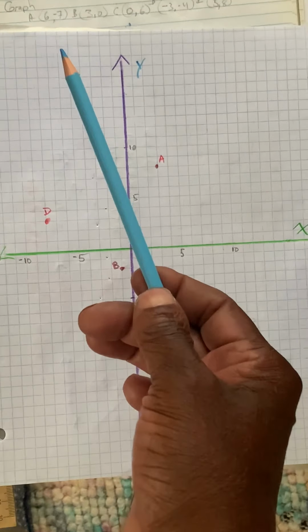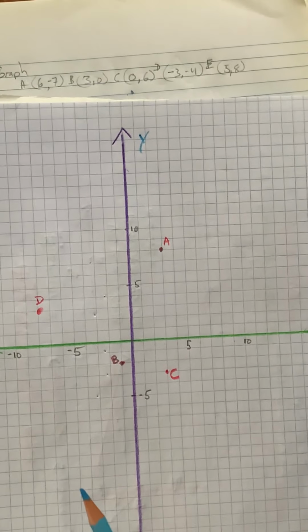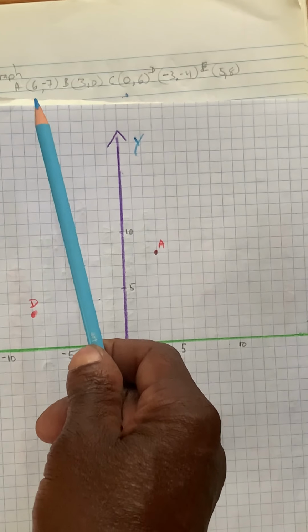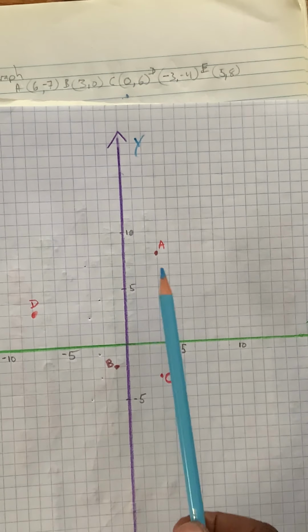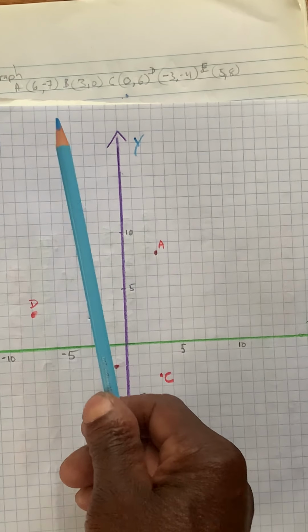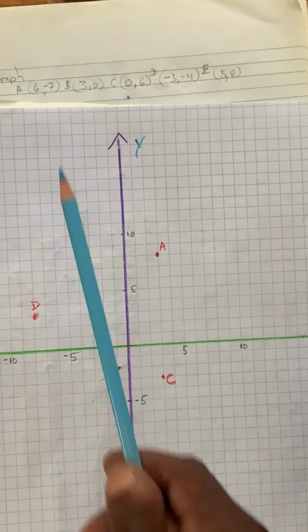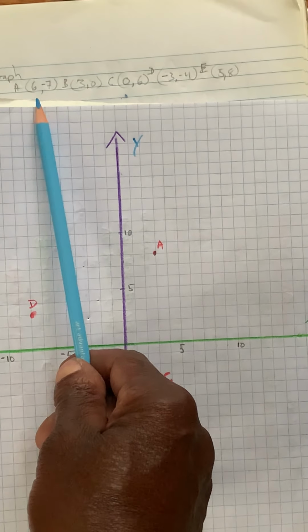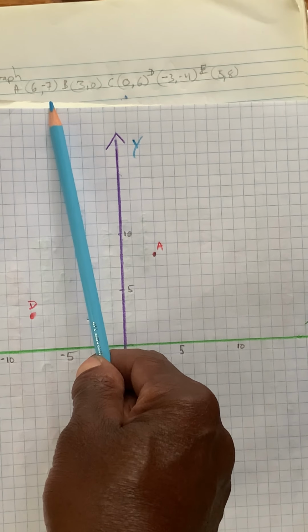Up here you can barely see it. Okay, so I have some points here. Got this point called A. I should have used different letters for these ones because now I'm going to confuse myself. But A is at 6, -7. So what does that mean? That means the x part is 6 and the y part is -7.